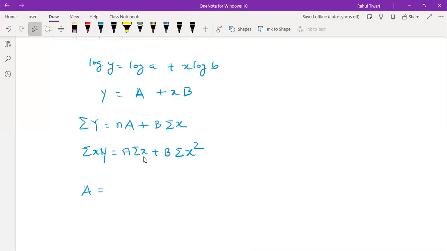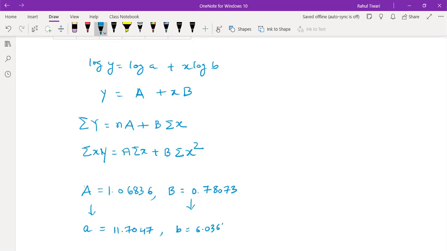According to the data, it is 1.06836 and capital B is 0.78073. And from this you will get small a by taking the antilog, which is 11.7047, and small b is 6.0364. So finally your model is done.